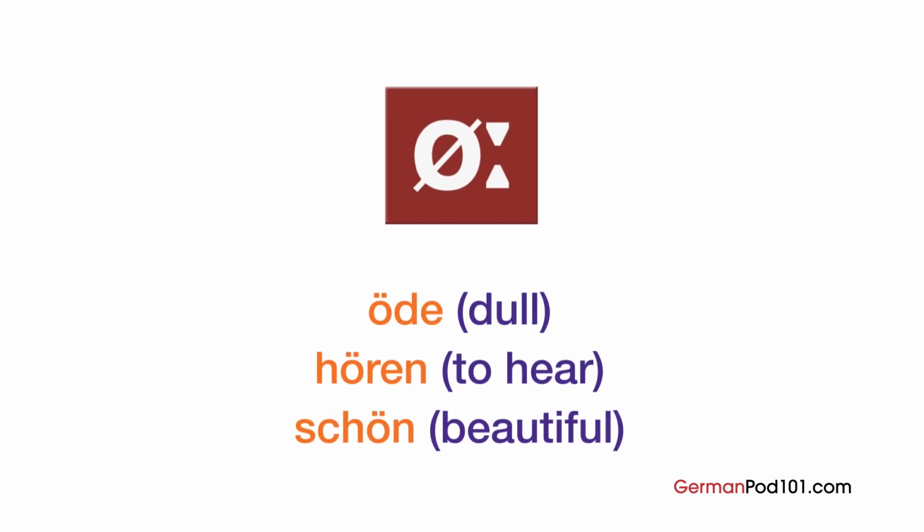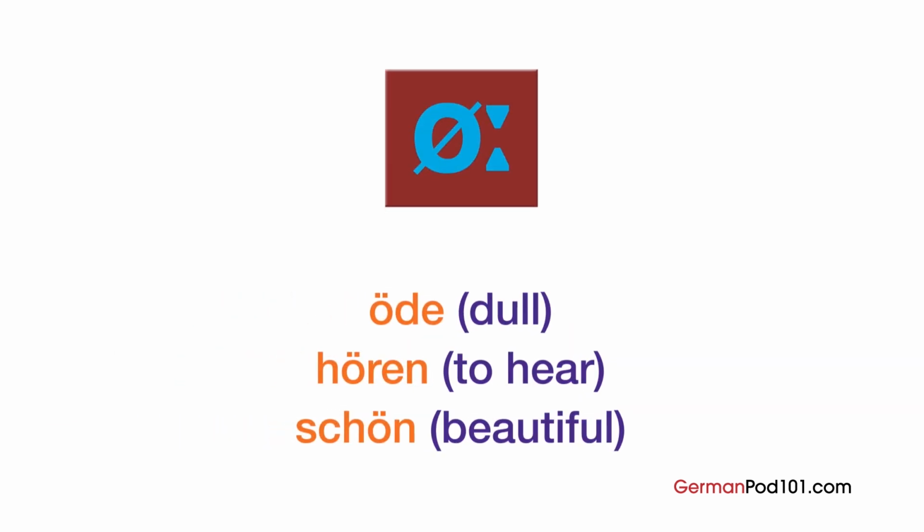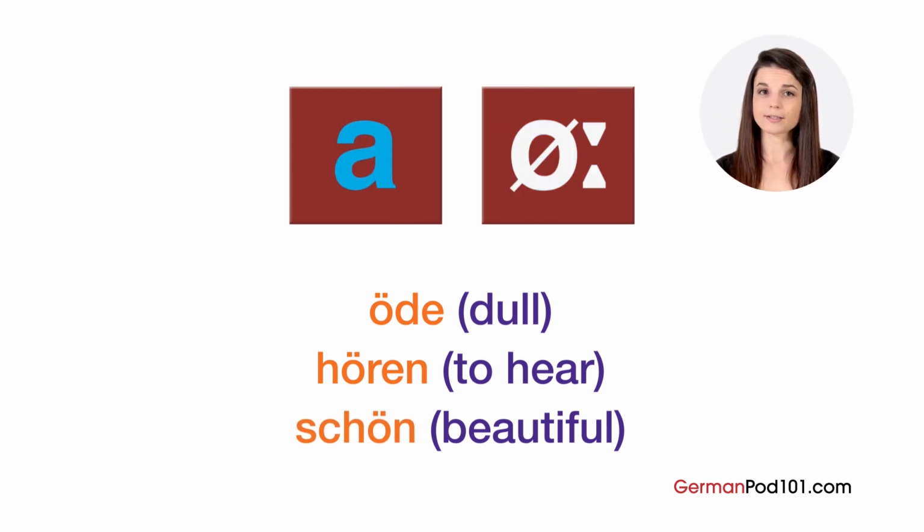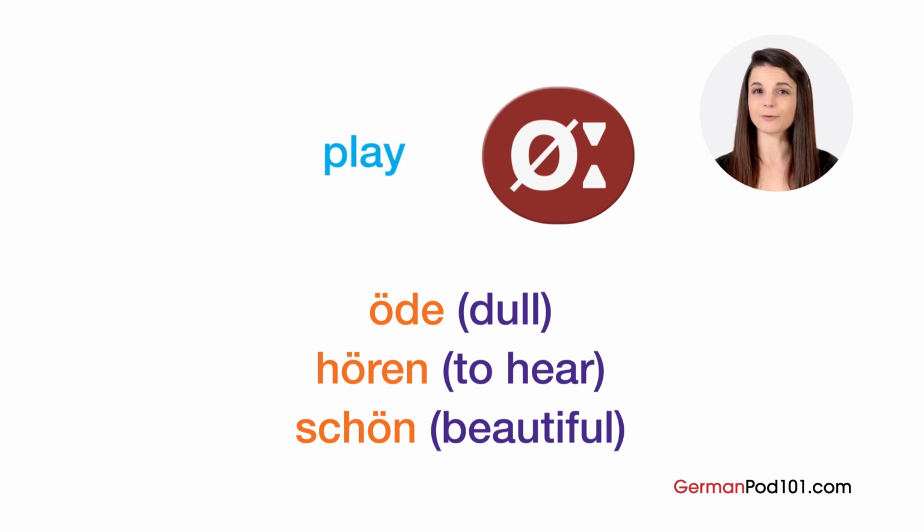The next vowel is Ö: öde, hören, schön. This is identical to the previous sound, except that the lips are rounded. Try to say the word play while rounding your lips.